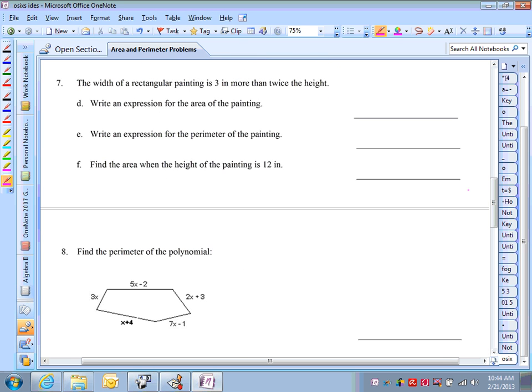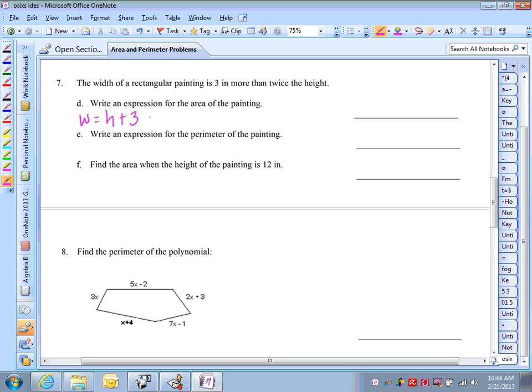All right, let's move on to problem 7. Here we go. The width of a rectangular painting is 3 inches more than twice the height. So the width is the height plus 3. The width is 3 inches more than the height. So we write W equals H plus 3.